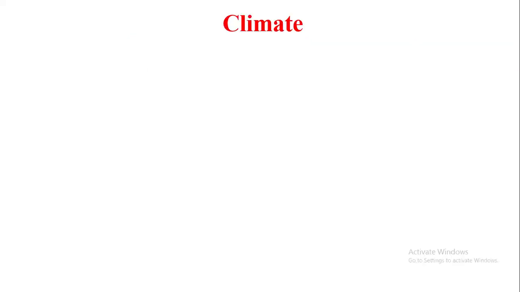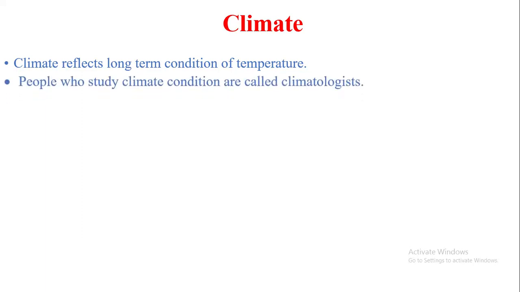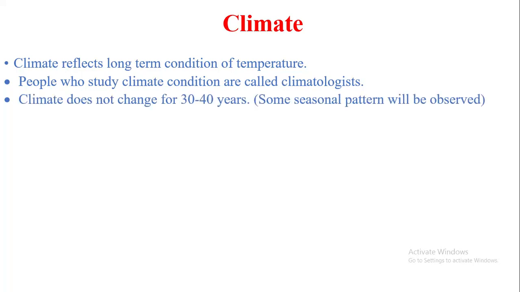So here's some information about climate. Climate reflects long-term condition of temperature. People who study climate condition are called climatologists. Climate does not change for 30 to 40 years. Some seasonal pattern will be observed.